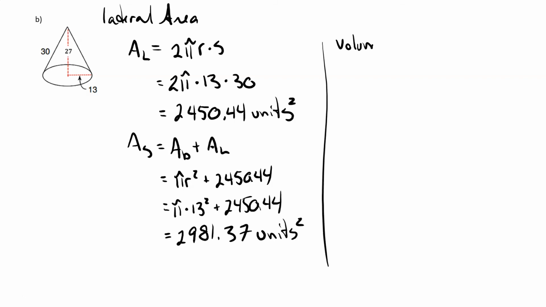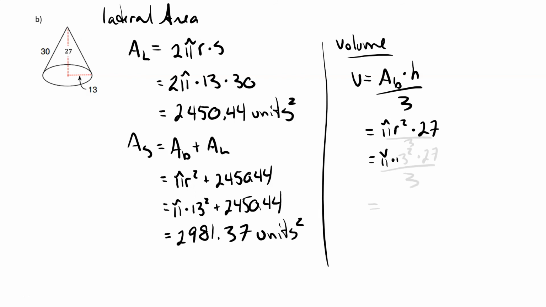Finally, calculating the volume. Volume is equal to the area of the base times the height divided by 3. Area of the base, pi r squared, times the height, which is 27, divided by 3. Pi times r squared, where r is 13. If we work that out, we get the volume is equal to 4,778.36 cubic units.